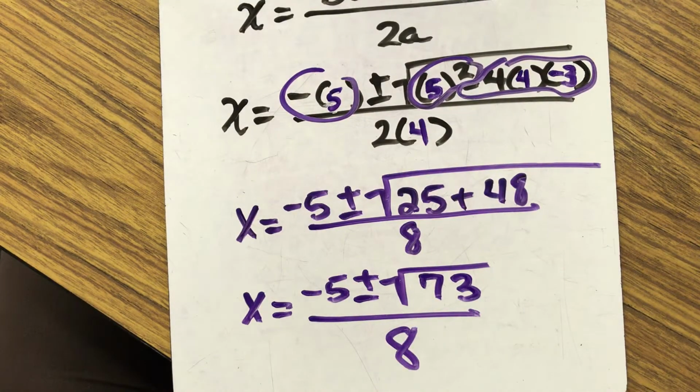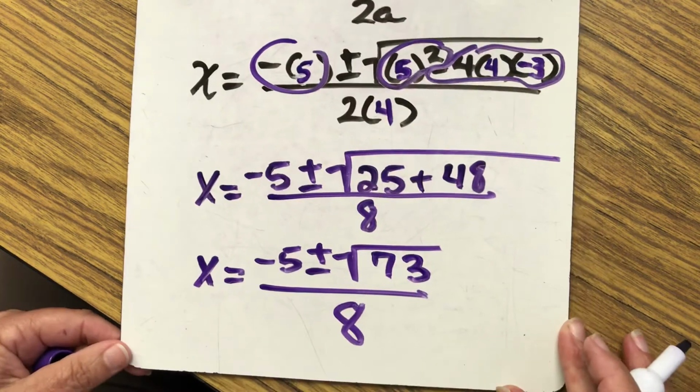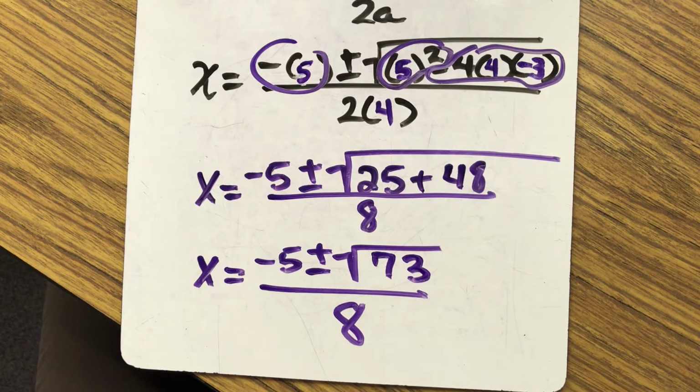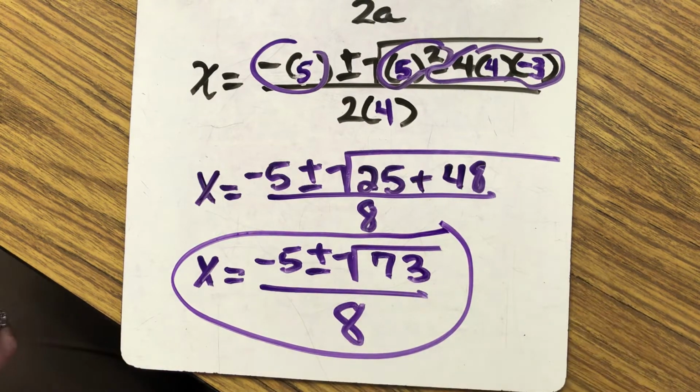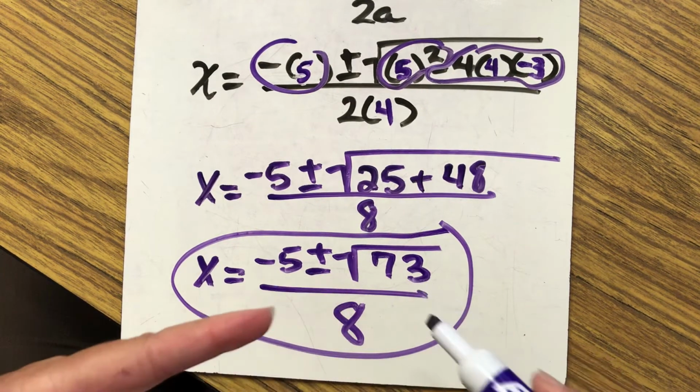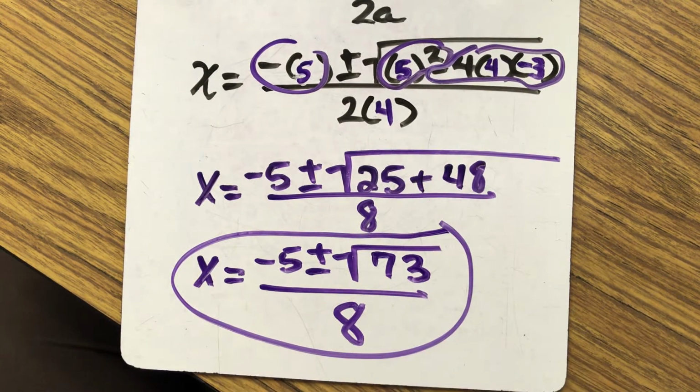So we can't go further. I mean, if you had a calculator, I guess you could go further, but this is where they actually want you to stop. We're good to go. -5 plus or minus the square root of 73 all over 8. We're done. And again, why are we done? Because we don't know what the square root of 73 is.